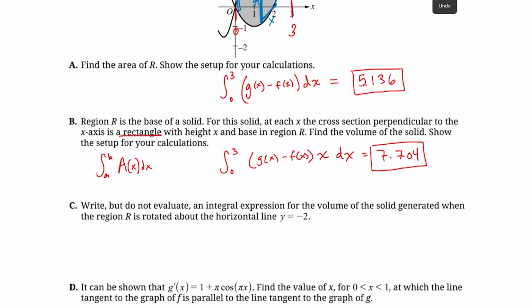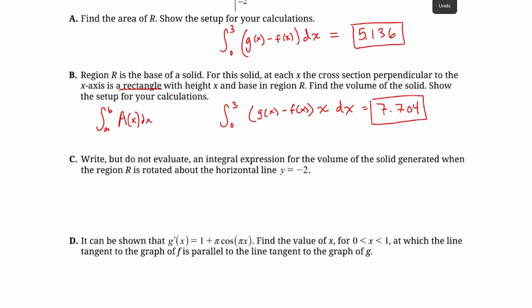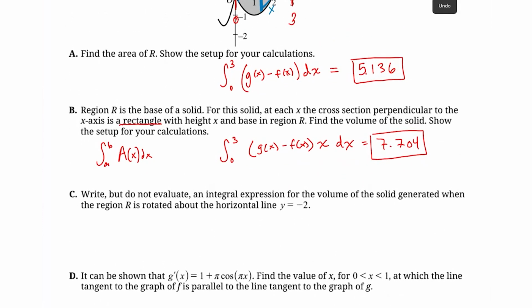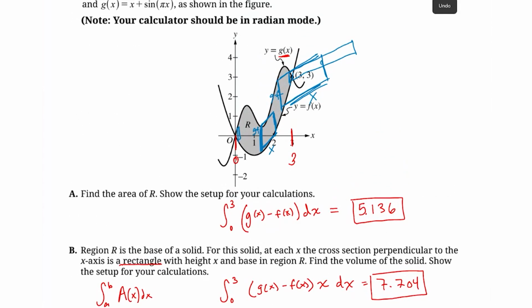Part C, it says write but do not evaluate, which is kind of interesting because we're using the calculator, so evaluating really wouldn't be a big deal here. But it says write an integral expression for the volume of the solid generated when the region R is rotated about the horizontal line y equals -2. So if we look back up here, I'm going to erase my little rectangles because it's getting kind of cluttered. In fact, I'm going to erase all my little markings on here and draw the line y equals -2, just so you can get a visual, or hopefully assist you in getting the visual.